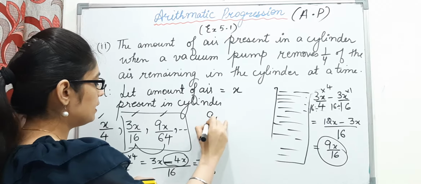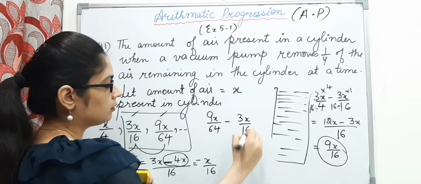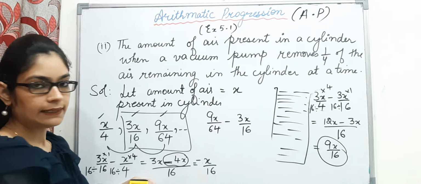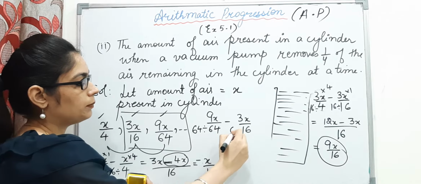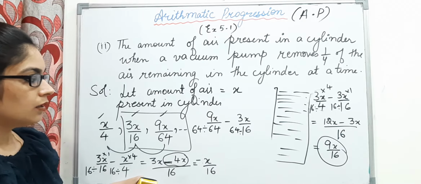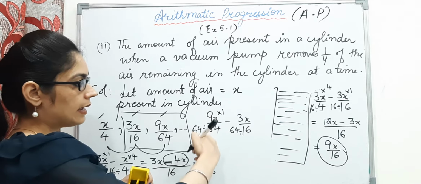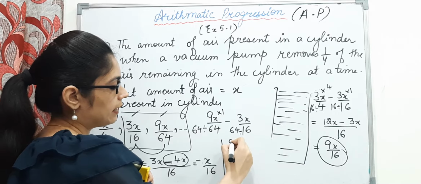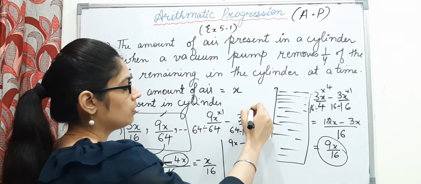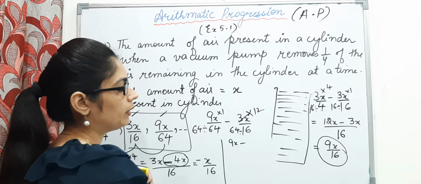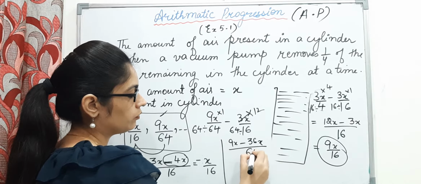Now let's check the difference of these two terms. So it will be 9x by 64 minus 3x by 16. LCM, if we take, it will be 64. So divide LCM by denominators, and whatever answer is that: 64 divided by 64, 1, 9x into 1, it's 9x, minus 64 divided by 16, 4. So multiply 3 with 12, 3 into 12, 36x by 64.